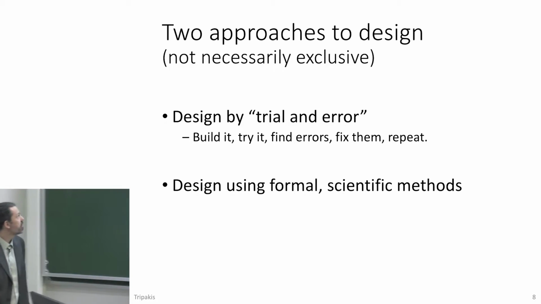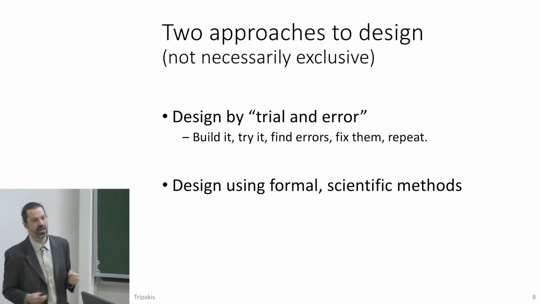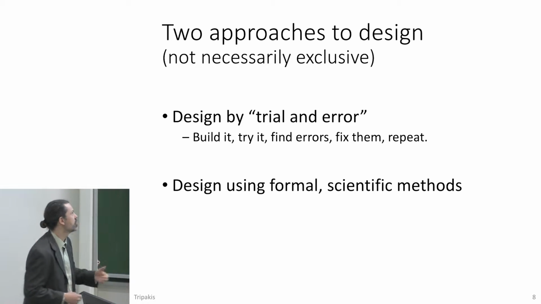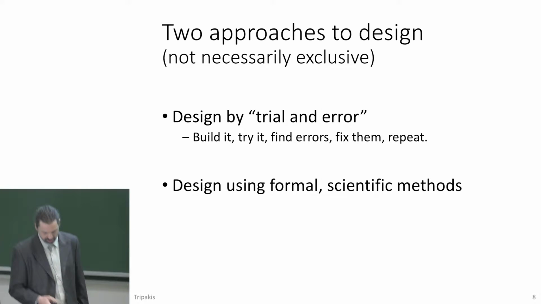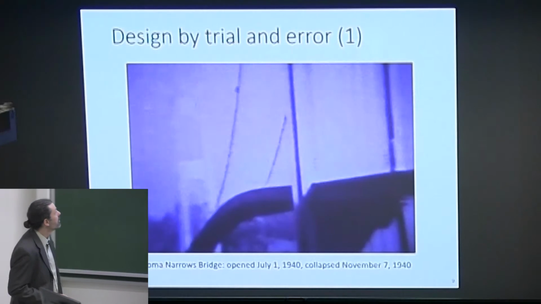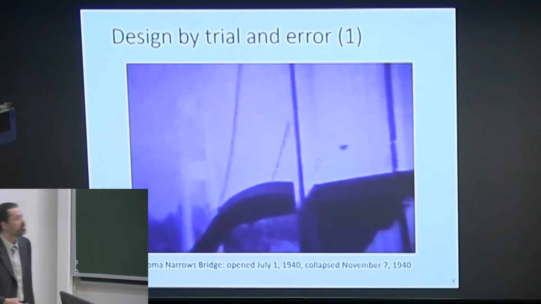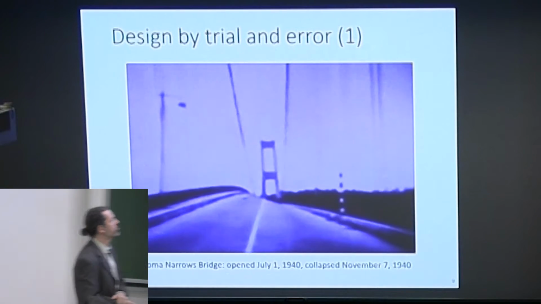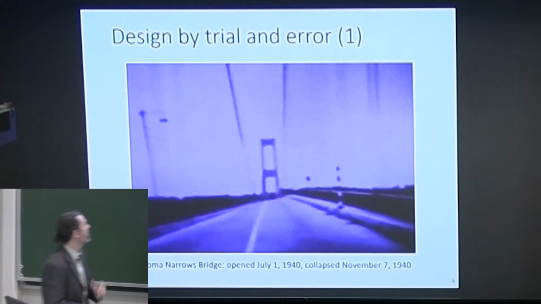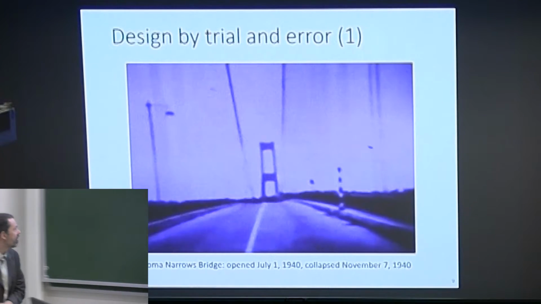The other approach is more scientific, I would call it. So designing with more rigorous, formal, perhaps mathematical methods. And I'll come back to those two. But design by trial and error is something that humans have been using for ages now to build all kinds of systems. And I find this video also very, very interesting.